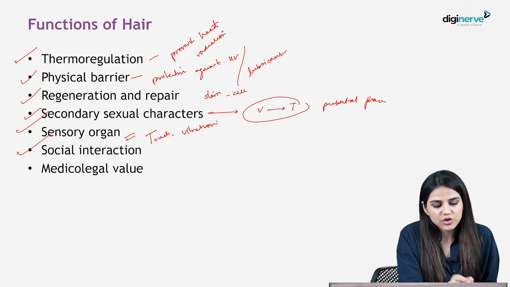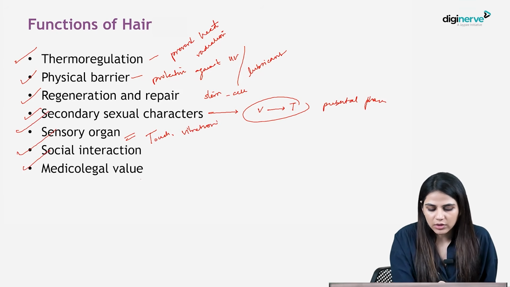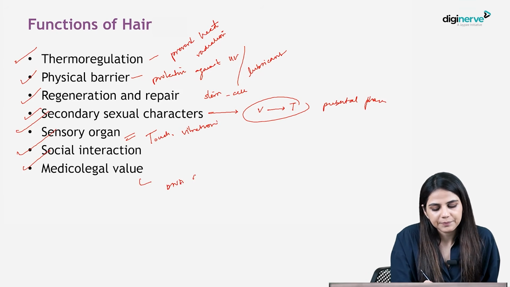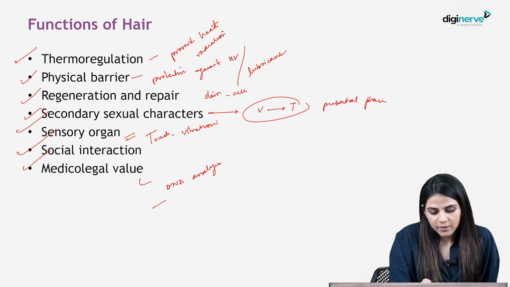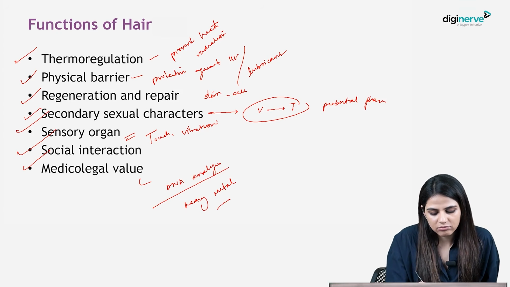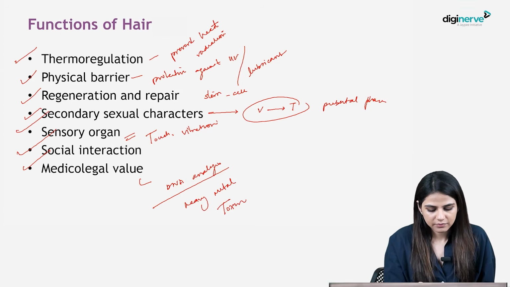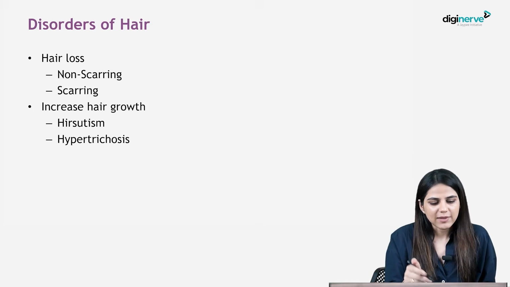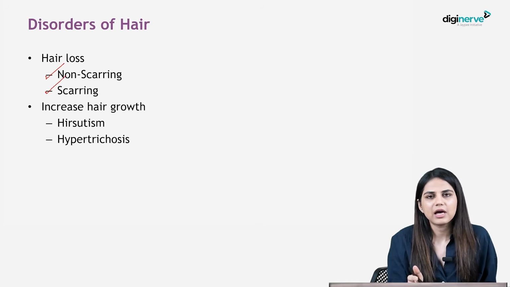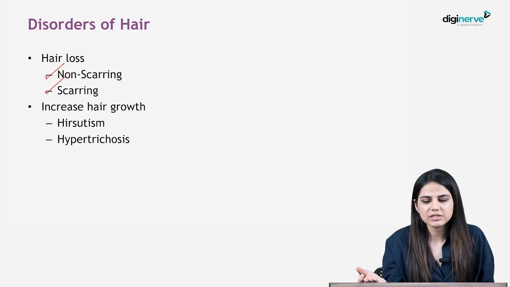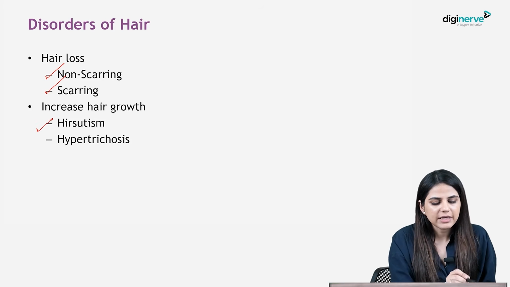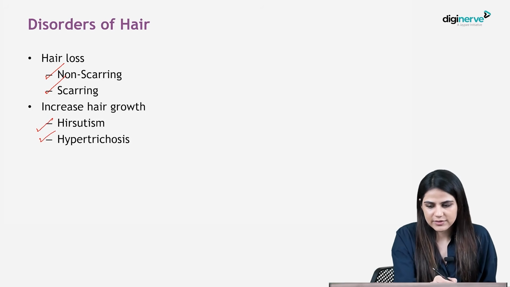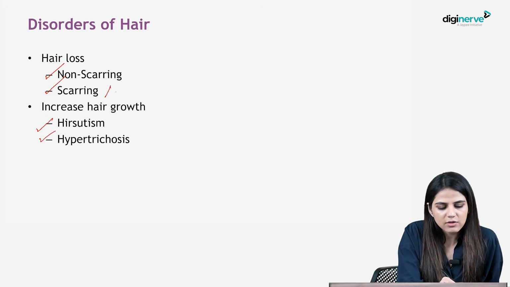Of course, social interaction and medico-legal value for DNA analysis, heavy metal poisoning, and any toxin analysis. What are the disorders? So, when the hair is lost, there can be two types of disorders, non-scarring and scarring, as the name suggests. If a scar is formed, it's a scarring disorder. An increase in hair growth is hirsutism and hypertrichosis. Scarring disorders are also known as cicatricial hair loss.